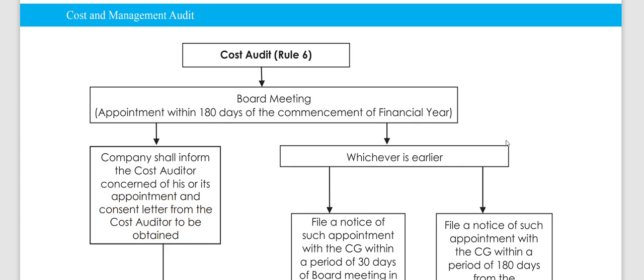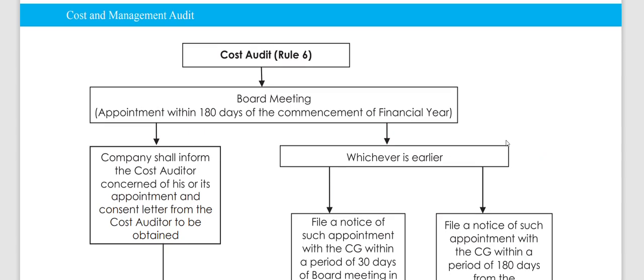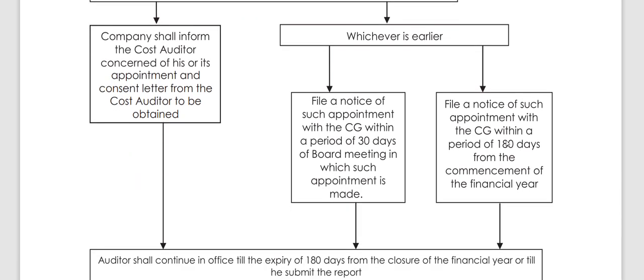Cost audit under rule 6. Board meeting: appoint within 180 days of commencement of financial year. What do they have to inform? Appointment of cost auditor. So whenever the first board meeting happens, from that time they should appoint a cost auditor within 180 days from the commencement of the financial year. The company shall inform the cost auditor concerned of his or its appointment, and a consent letter from the auditor is to be obtained. So they have to inform that you are appointed as cost auditor, and they have to take consent from the cost auditor to get appointed.